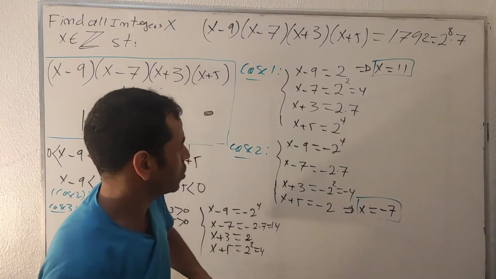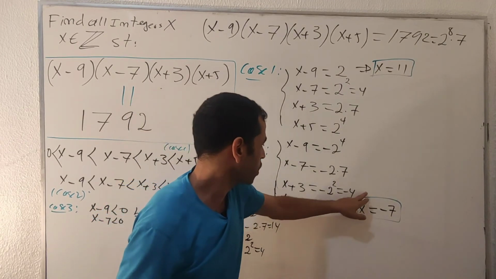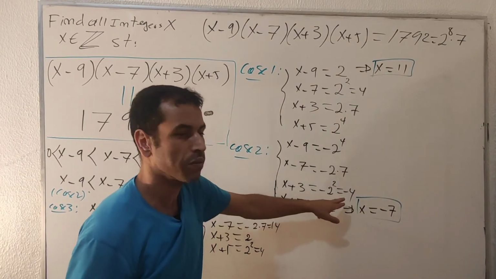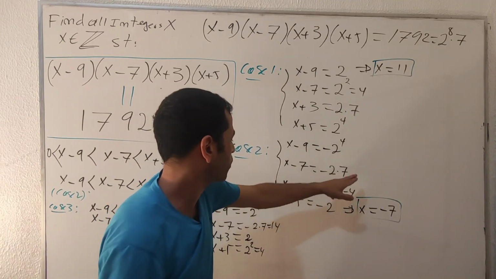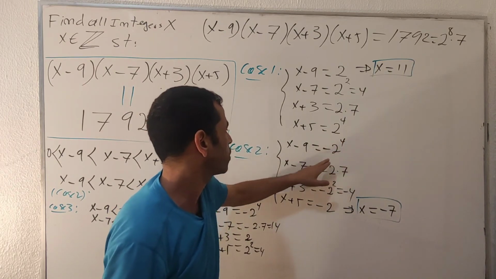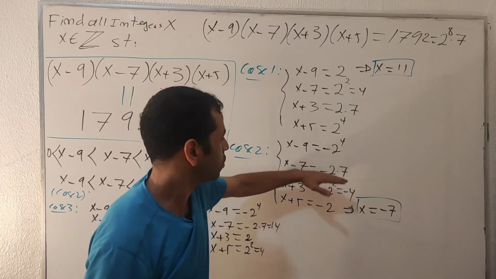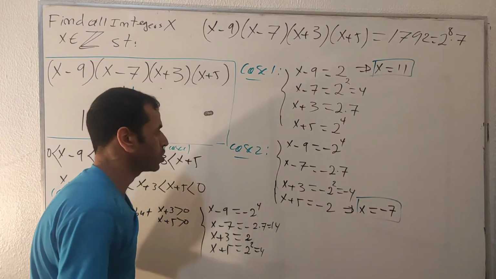All of these equations are giving us the same value. Moving this 3 to the right, I get minus 7 here. I get x equals minus 7. This one also, I get here minus 14 plus 7, which is minus 7. This one I get minus 2 to the 4th, which is minus 16, plus 9, which is minus 7. So I get x equals minus 7 when all these terms are negative.